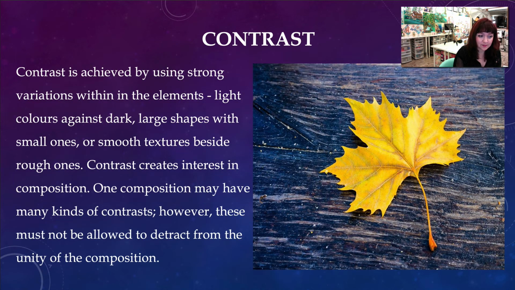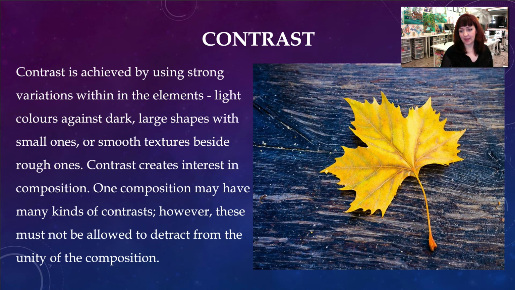Next principle of design is contrast. Contrast is achieved by using a strong variation within the elements, light colors against dark, large shapes with small ones, or smooth texture beside rough ones. Contrast creates interest in composition. One composition may have many kinds of contrast. However, these must not be allowed to distract from the unity of the composition.